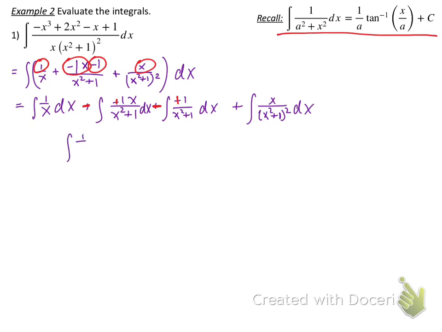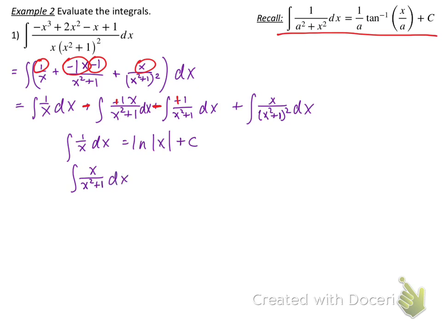The integral of 1 over x dx is log x. We don't know whether x is positive or negative, so we take the absolute value. Then my next term, the integral of x over x squared plus 1 dx.